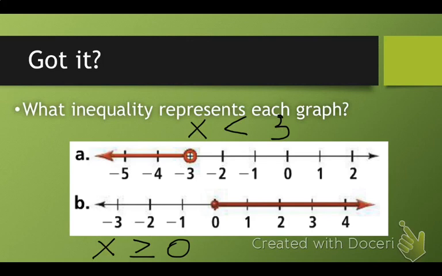So what I have here, x are all numbers that are less than -3. So if I put in a -5, is that less than -3? Yes, it is. And the second one, x are all numbers greater than or equal to 0. Plug in a number there, and it does make a true math statement.